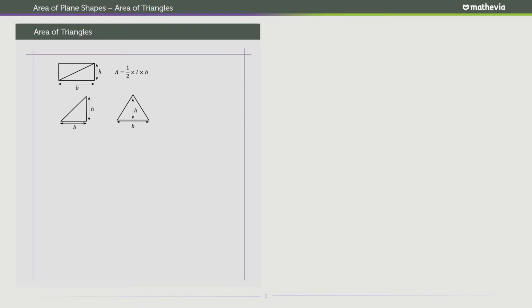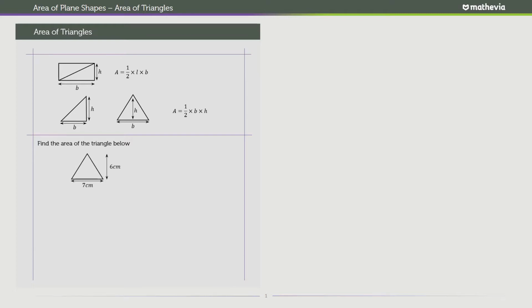So the triangle could be right angled, like the first one we have there, or you could have a regular triangle like the second one. The formula remains the same. It's area equals half, 1 over 2, times base times height, or base times height divided by 2. You could just multiply the base and the height and then divide the result by 2, and that will give you the area of a triangle.